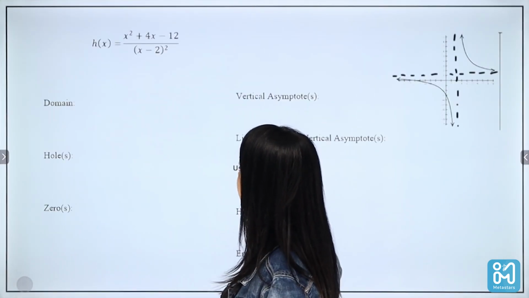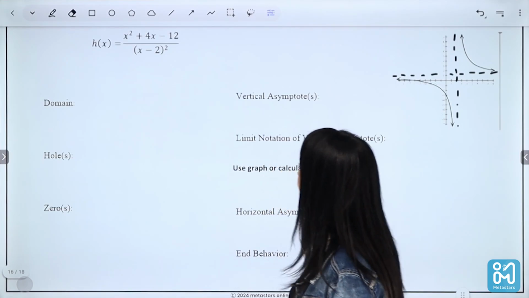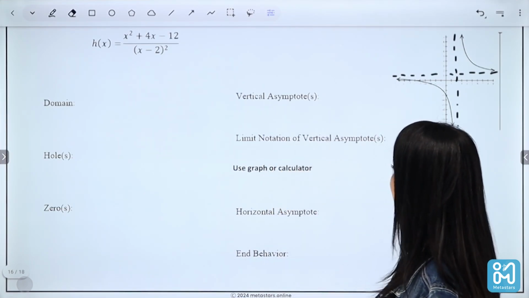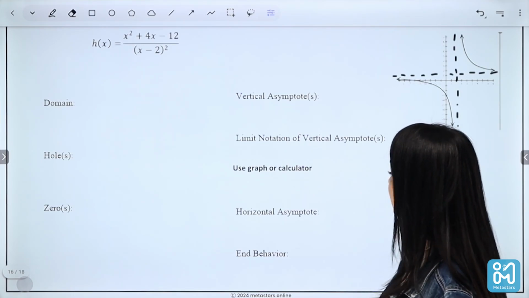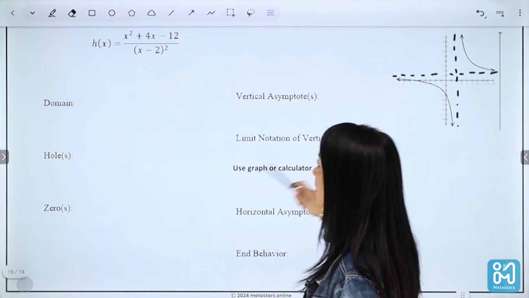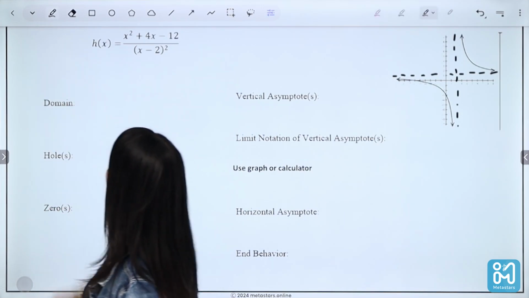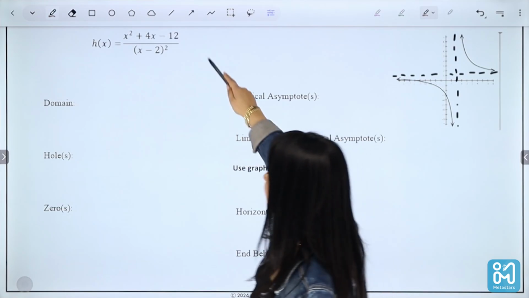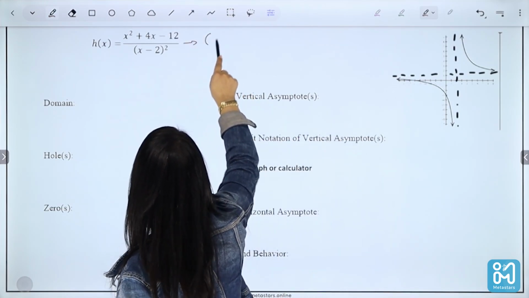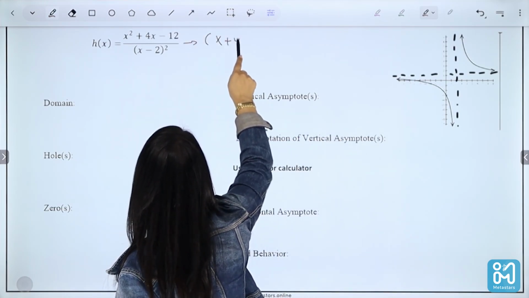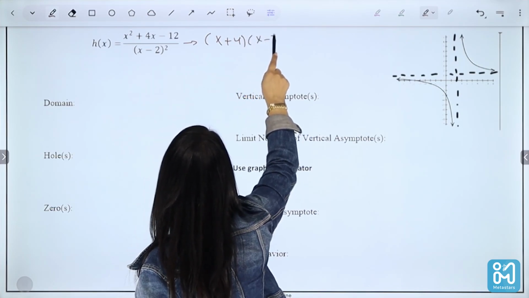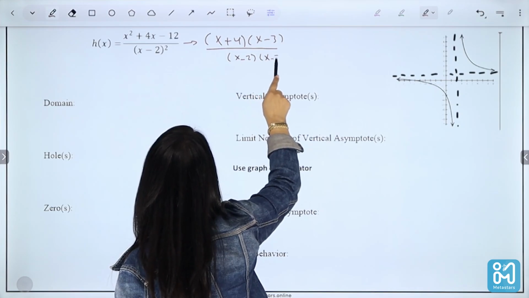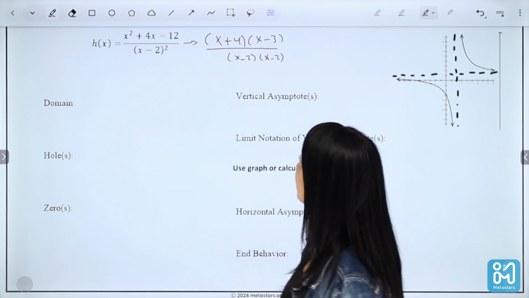Let's see. Now, we need to find the domain, hole, zeros, vertical asymptote, and limits. Here we already have the graph to find the limit, horizontal asymptote, and end behavior. So let's start. First of all, to find the domain, hole, zeros, and asymptote, we need to factor. So let's factor this. It's going to be x plus 4 times x minus 3 over x minus 2 times x minus 2. Let me make sure we factor correctly.